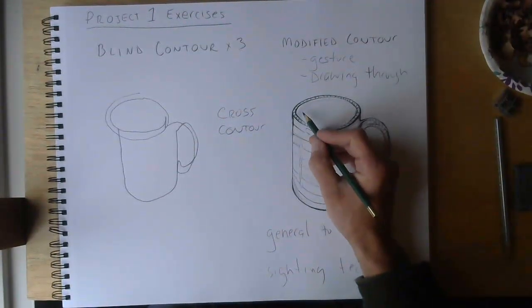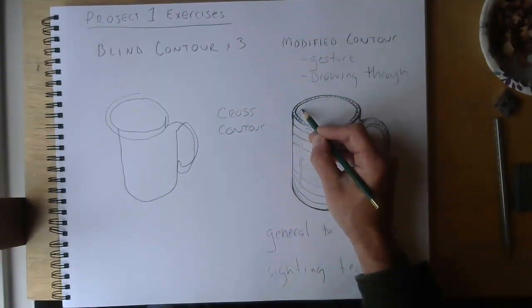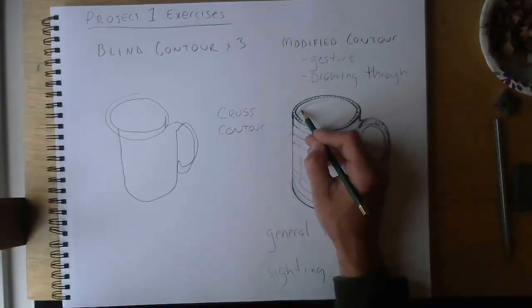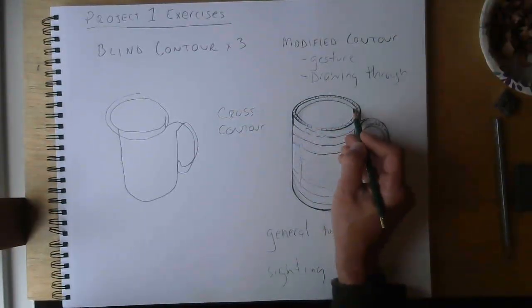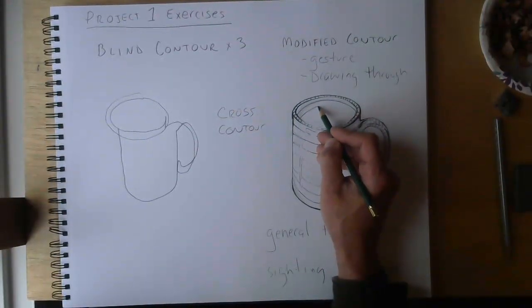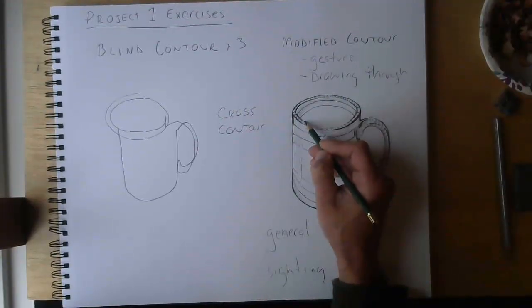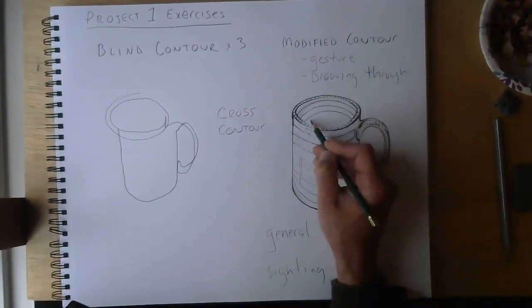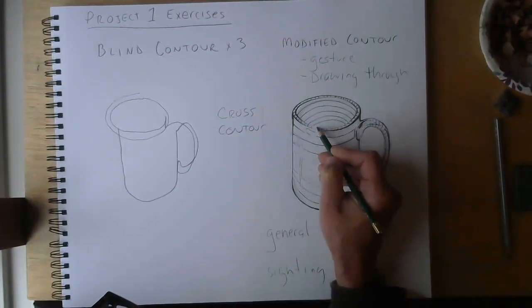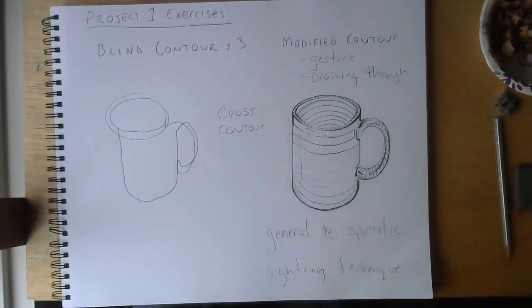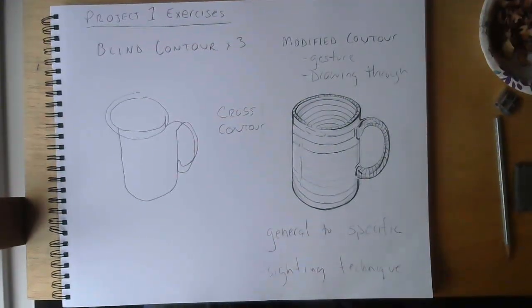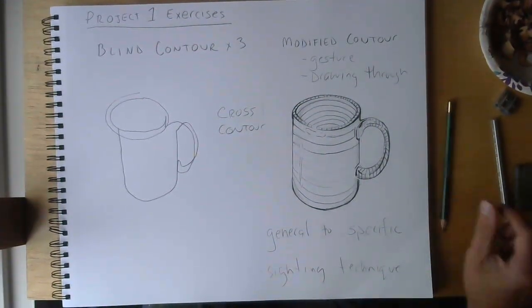If I wanted to do the inside curves more up, then I would need to curve my lines up here. And if I make them closer together, it'll look like it's going more in. All right, hey, that's cross contour.